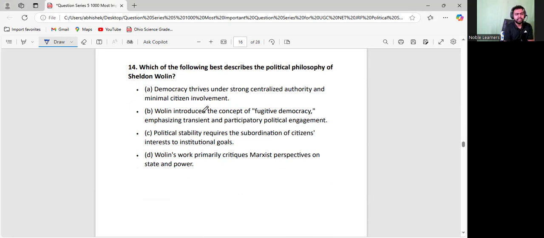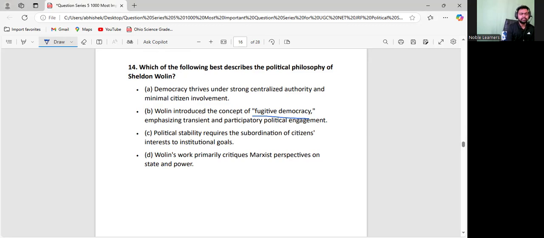Second, Wolin gave the concept of fugitive democracy, emphasizing transient and participatory political engagement. Third, political stability requires the subordination of citizens' interests to institutional goals. Fourth, Wolin's work primarily critiques the Marxist perspective on state and power. The most correct one would be option B, because he introduced this very important concept indeed.